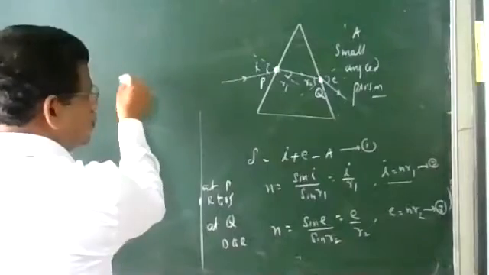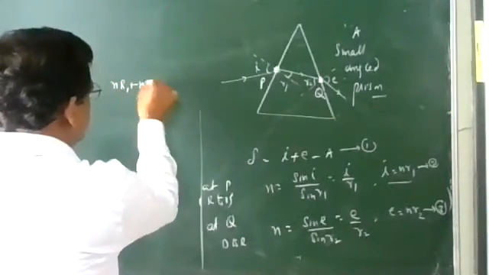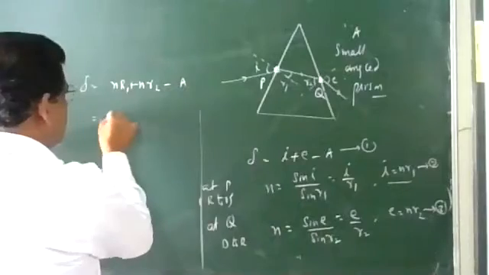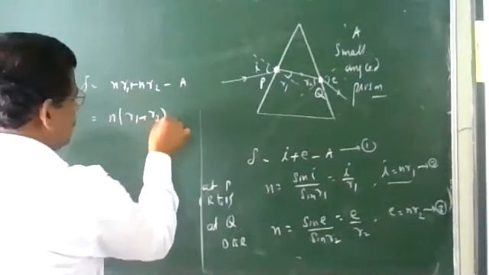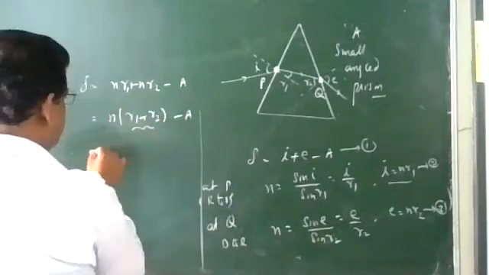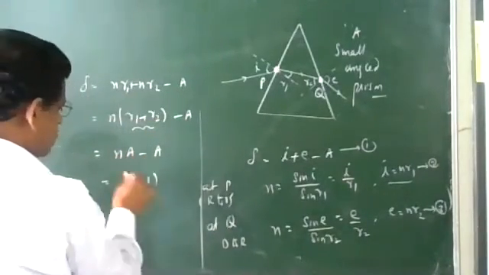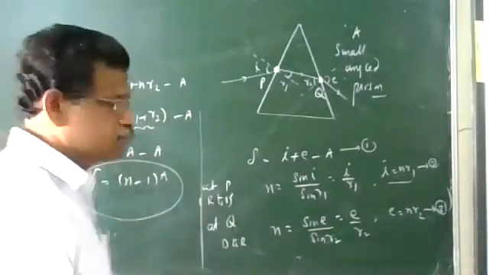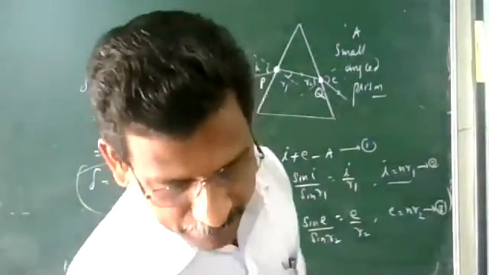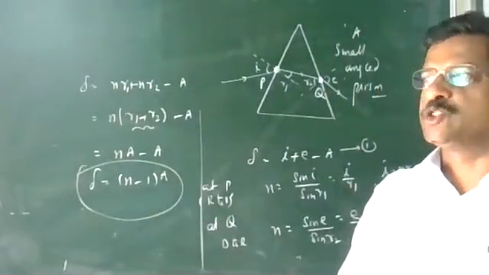Delta is equal to n r1 plus n r2 minus A. n is common here: n times (r1 plus r2) minus A. r1 plus r2 is again A. Then n A minus A, that is (n minus 1) A, for a small angle of the prism. Deviation for a small angle prism is (n minus 1) into A.